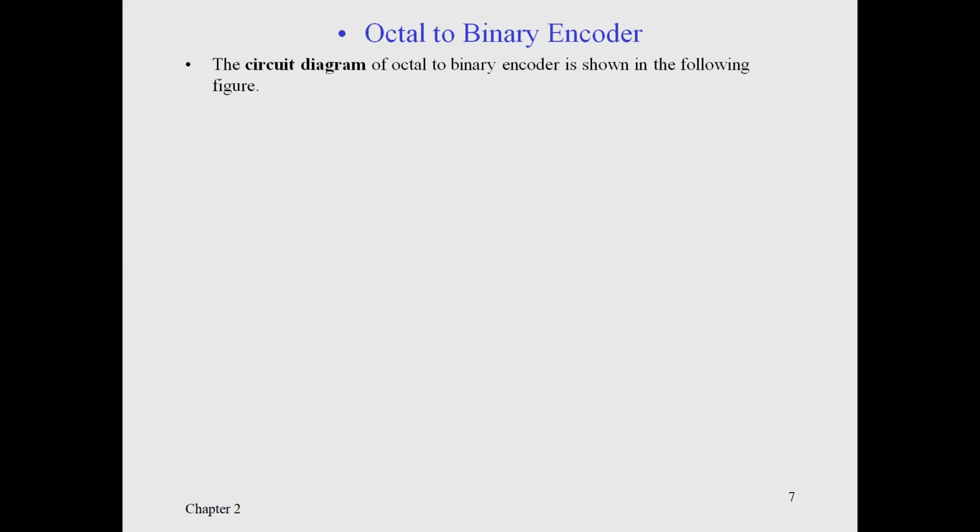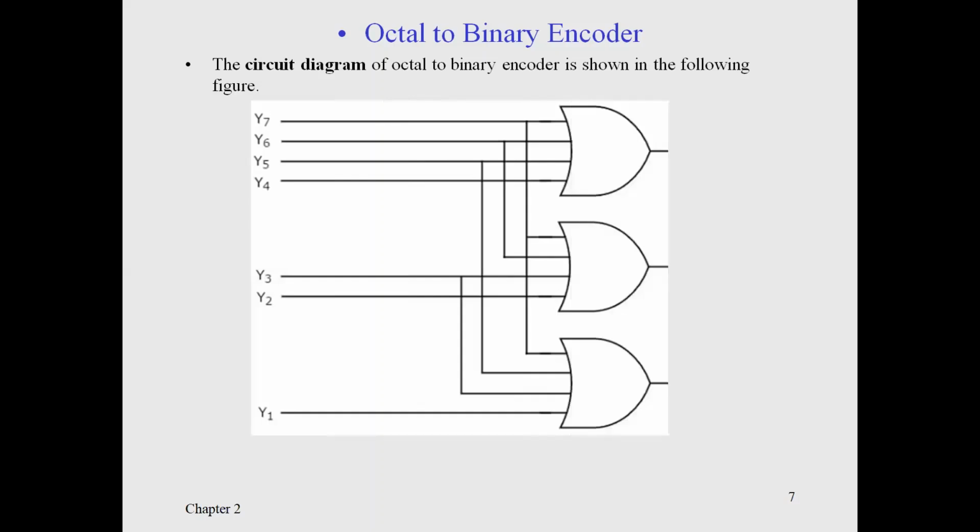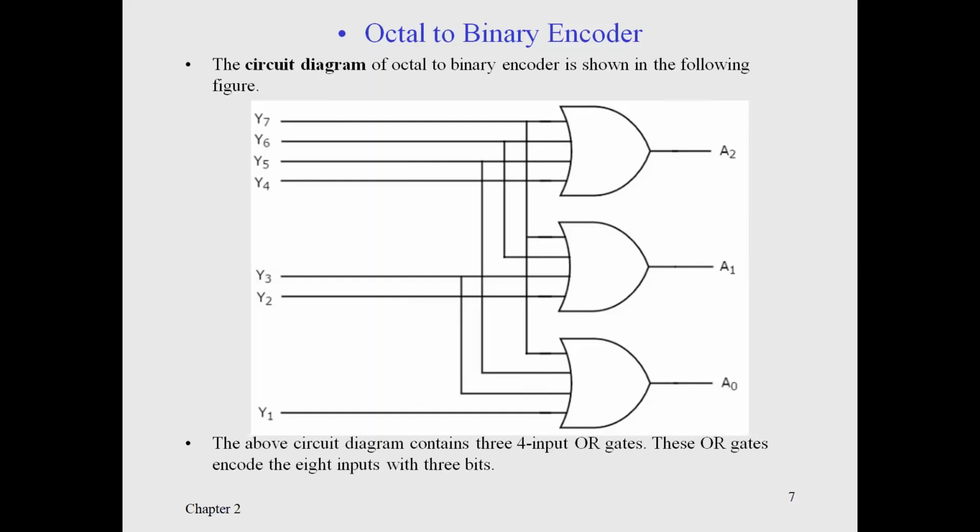Circuit diagram of octal to binary encoder is shown in the following figure. So this is a circuit diagram. Clearly, 4 input OR gates are used, where we put all the inputs and the corresponding code is obtained at the output as A0, A1, A2. The above circuit diagram contains 4 input OR gates. These OR gates encode the 8 inputs with 3 bits.